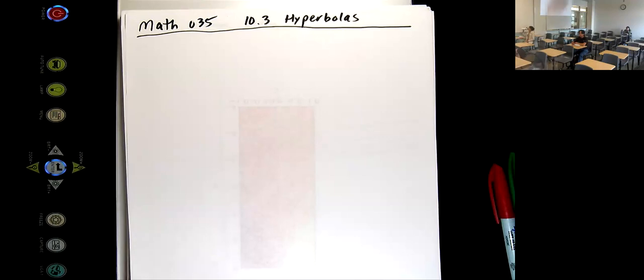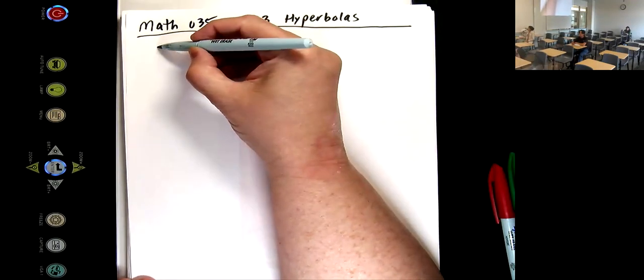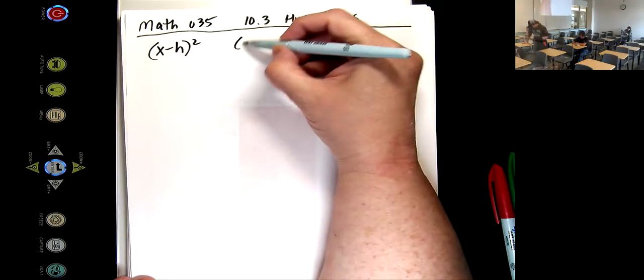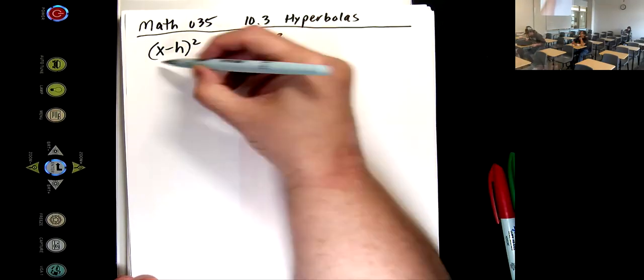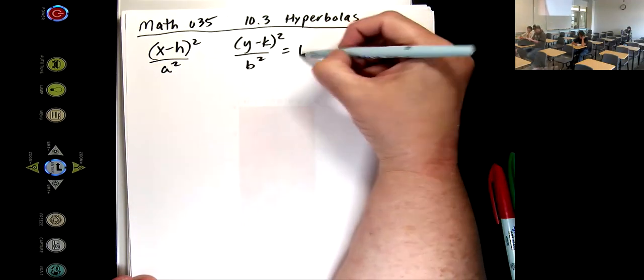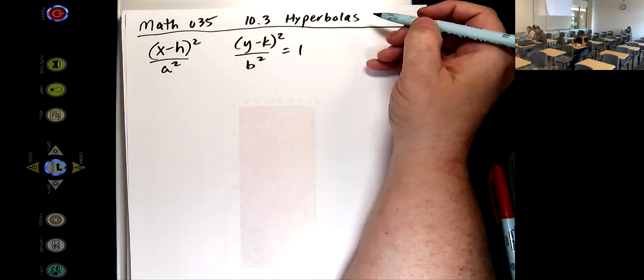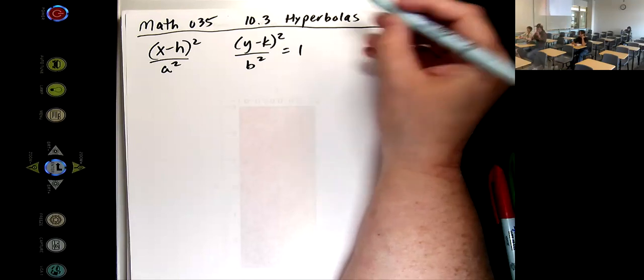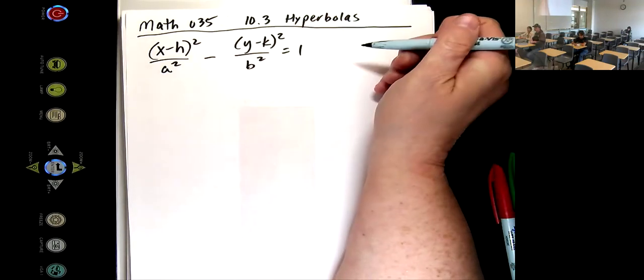So, just like ellipses, we are going to have an x minus h squared, we are going to have a y minus k squared, we are going to have an a squared on the bottom, and a b squared on the bottom. It's going to equal 1. But there's a minus between them.